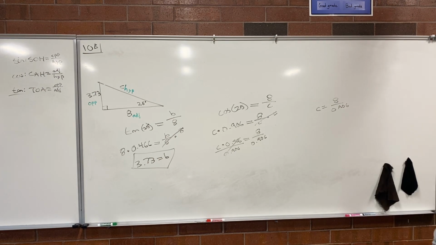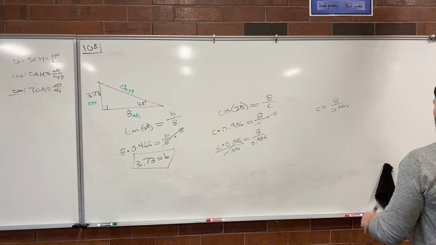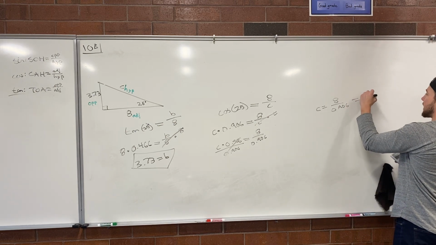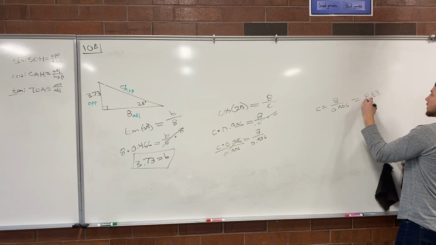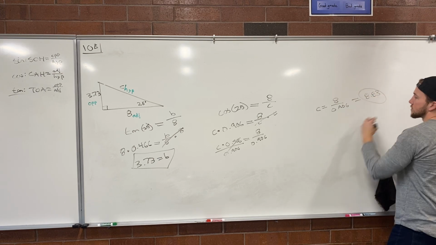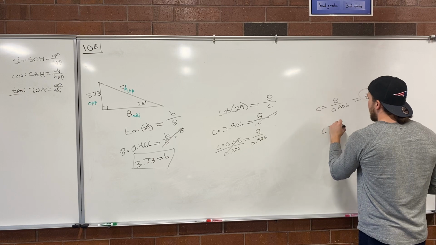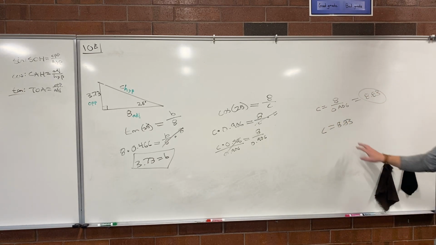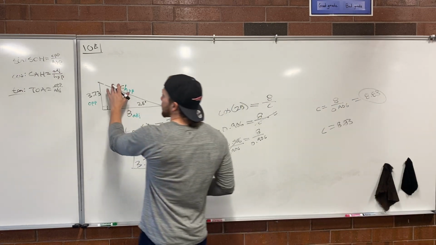So now let's evaluate that in our calculator. So I do 8 divided by 0.906, and I get 8.83. Okay, so c equals 8.83. So I can put that in for c, and now we can go back through and double check.